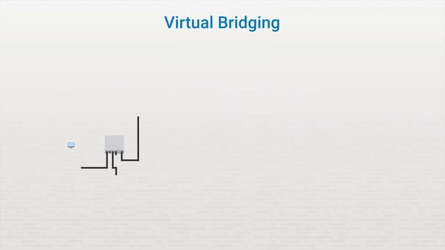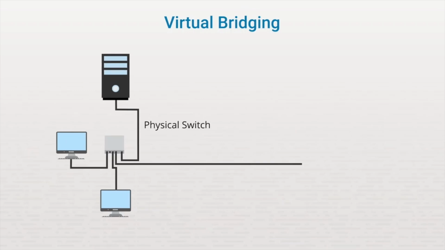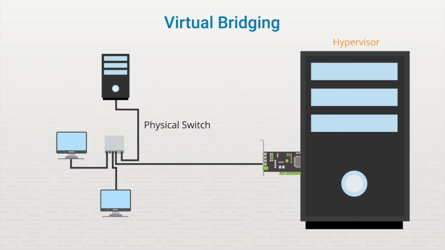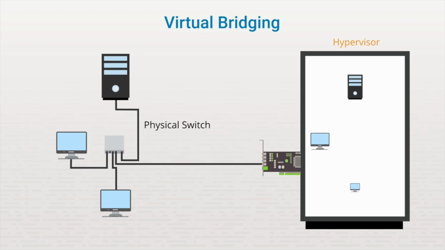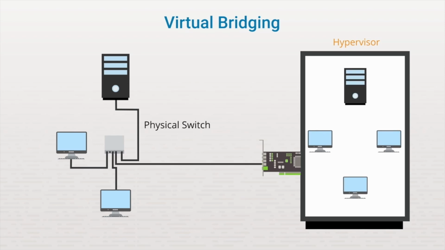Over here we have a typical physical network switch. We have traditional user desktops, all interconnected using the switch and standard UTP cable. But notice over here that we also have a hypervisor host. This hypervisor host is also connected to the physical network switch with a UTP cable, just like any other physical host would be. However, within the hypervisor, we have 4 virtual machines running.